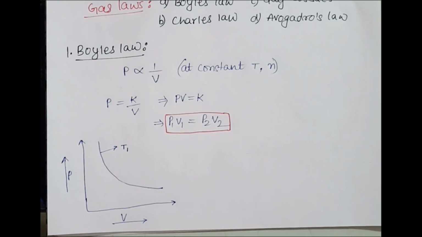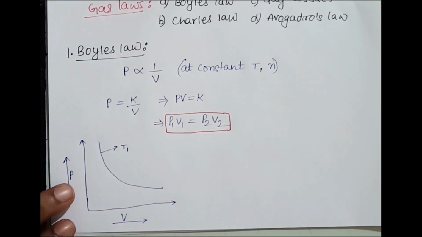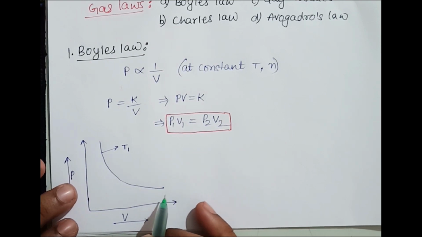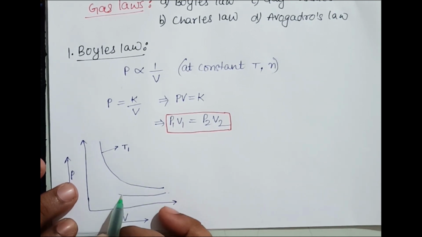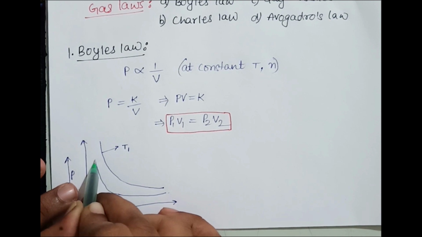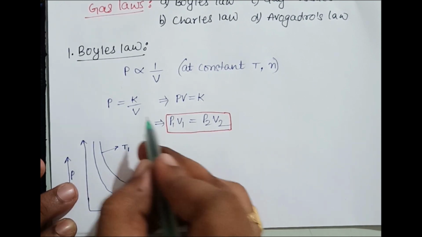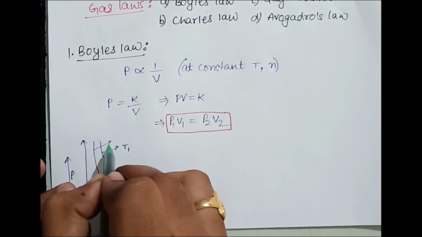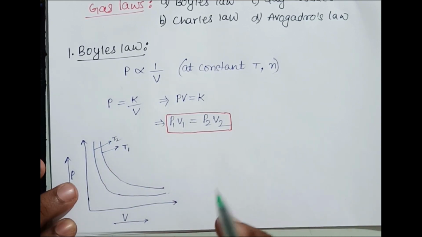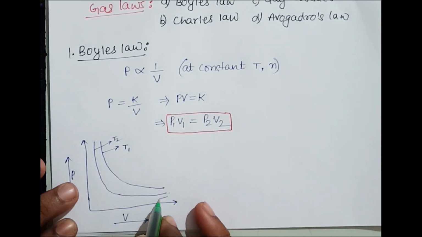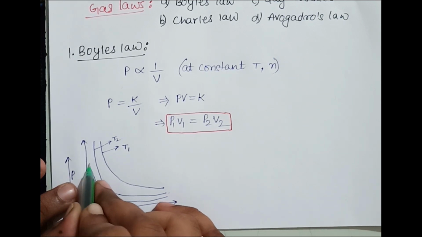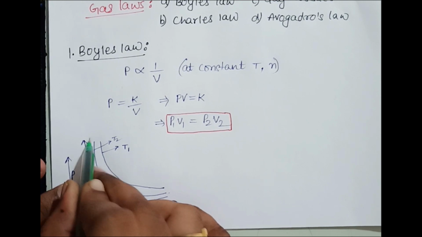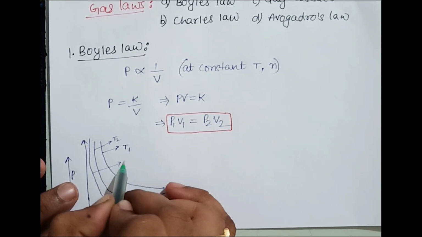Now when temperature is changed, the graph will also change. Yes, let us say another temperature. Temperature is T2. So the graph will come the same way. It increases slowly and here it rises steeply. This is at temperature T2. Now let us take another temperature, T3. So here it will come like this. This is at temperature T3.